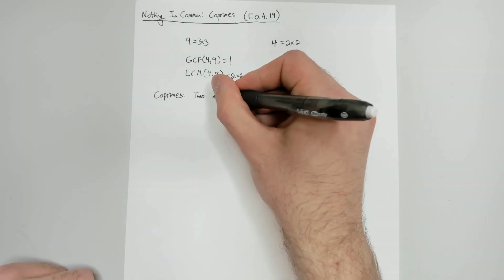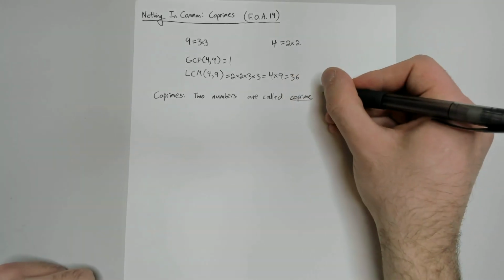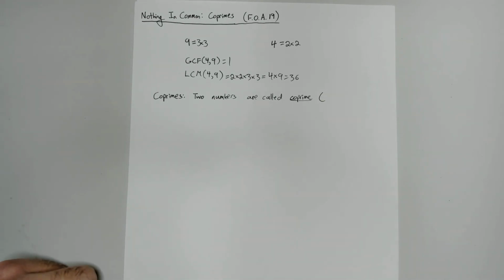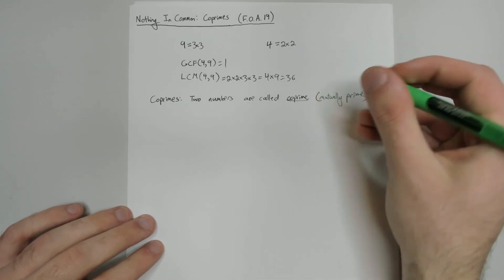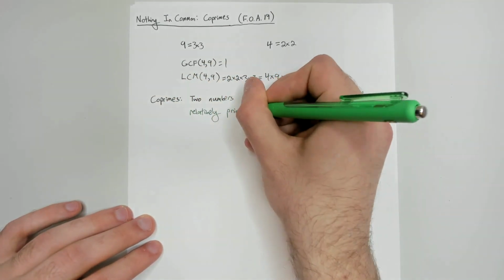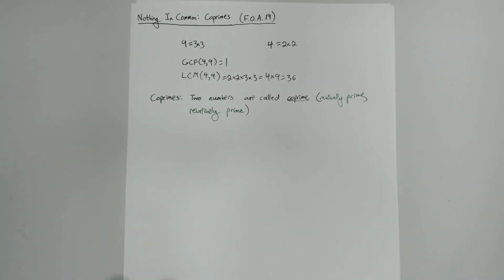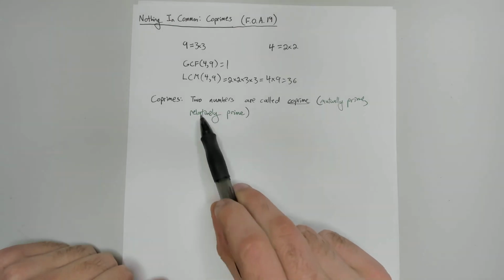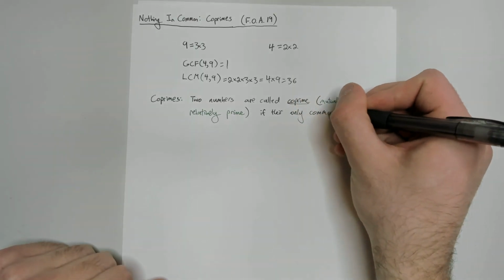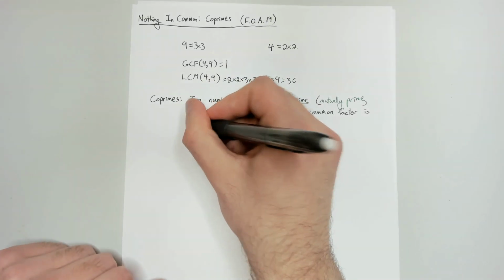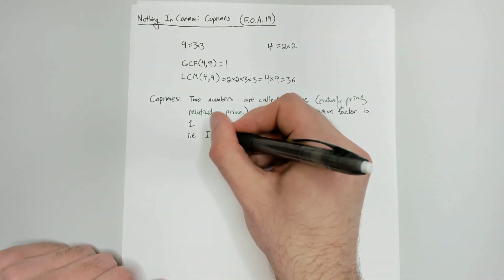So two numbers are called coprime, or sometimes you'll hear them referred to as mutually prime or relatively prime. It's all the same thing though. Coprime I think is the most common one. I think it also sounds the coolest, coprime, you know. But two numbers are called coprime if their only common factor is 1. But that's the same thing as just saying if they have no common prime factors.